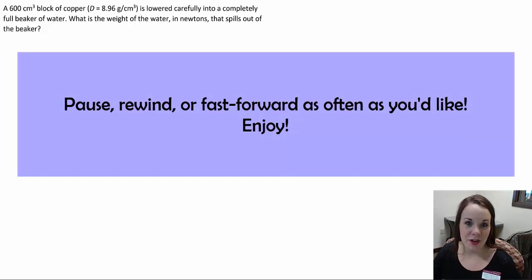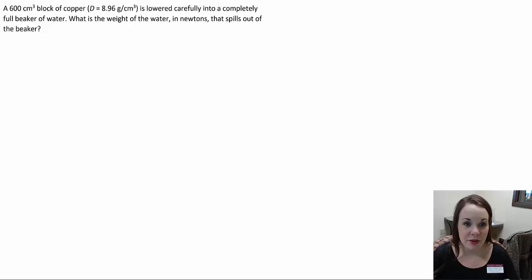Welcome to this physics tutorial on the states of matter. Today we're going to solve the problem that's shown. A 600 centimeter cube block of copper with a density of 8.96 grams per centimeter cubed is lowered carefully into a completely full beaker of water. What is the weight of the water in newtons that spills out of the beaker?